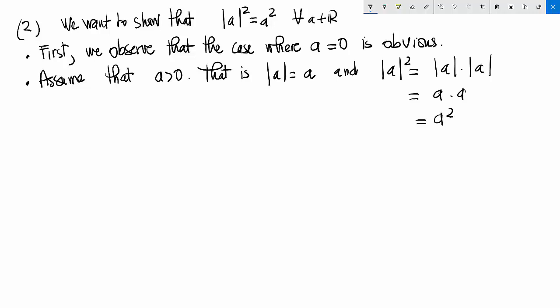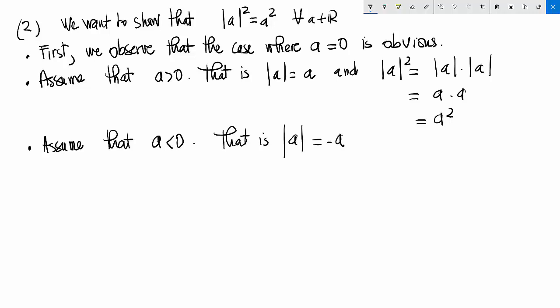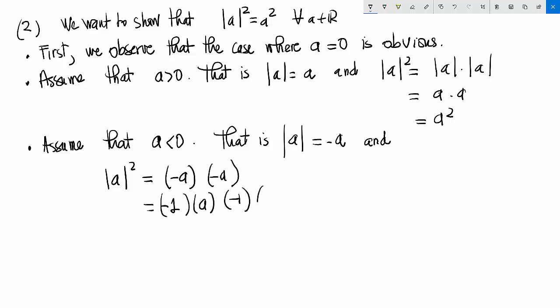Okay. All right. So assume for the third case that a is negative, that is, that the absolute value of a is the opposite of a, and the square of the absolute value of a is negative a times negative a, which you can write as negative 1 times a times negative 1 times a, which is negative 1 squared times a squared, which is 1 times a squared, which is equal to a squared, which is the desired result. All right. So moving forward, let's prove number 3.